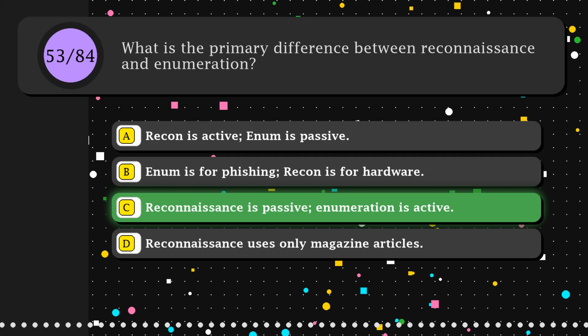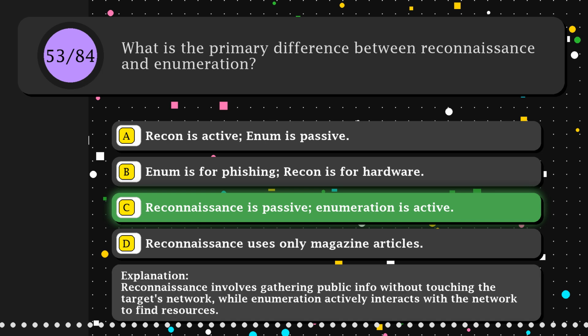The correct answer is option C. Reconnaissance is passive, enumeration is active. Reconnaissance involves gathering public info without touching the target's network, while enumeration actively interacts with the network to find resources.